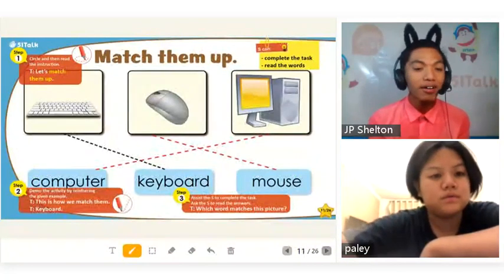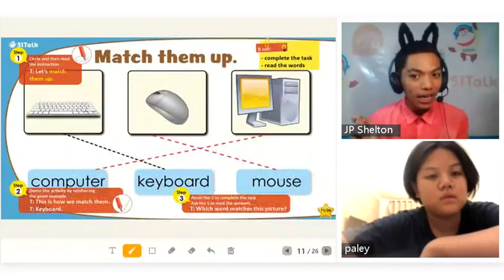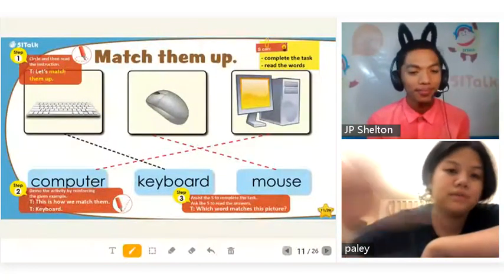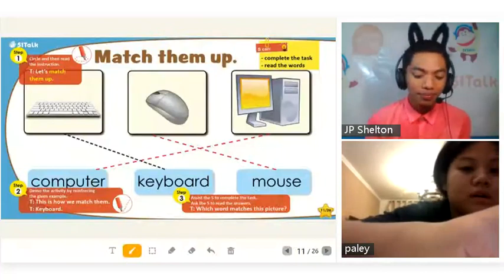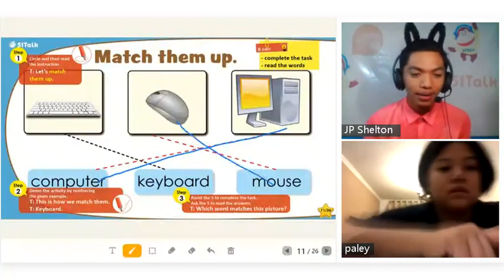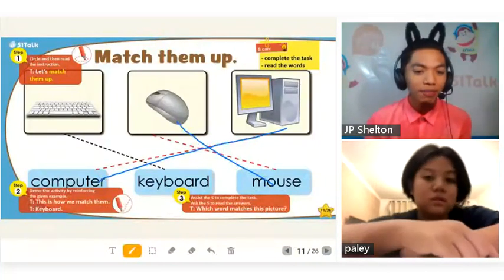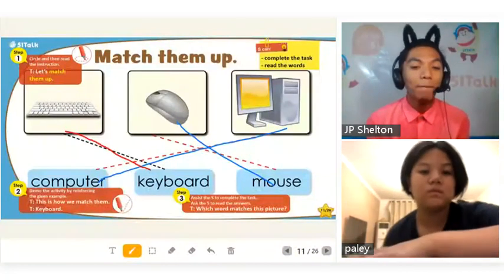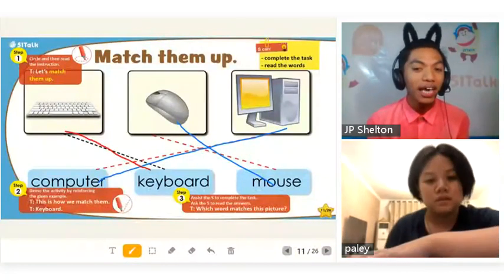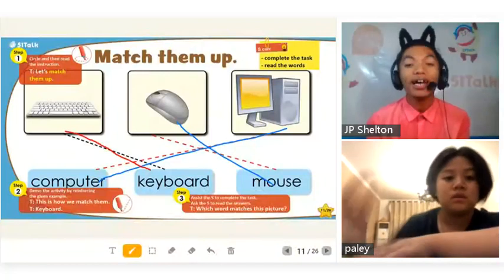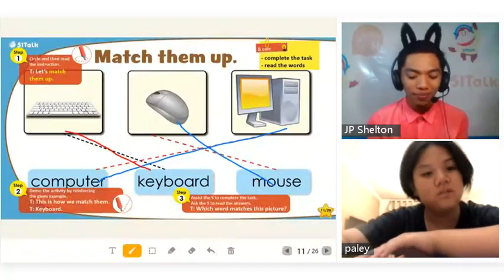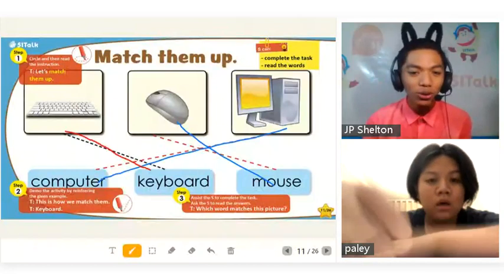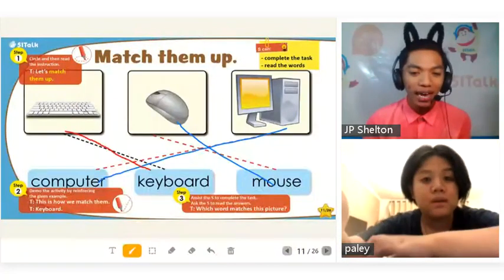Here, let's match them up. Please draw a line. Computer, mouse. Very good. So the first picture is keyboard. The second picture is mouse. And the third picture is computer. Very good. Great job. Now let's go to the next page.